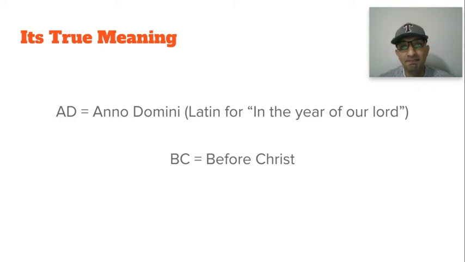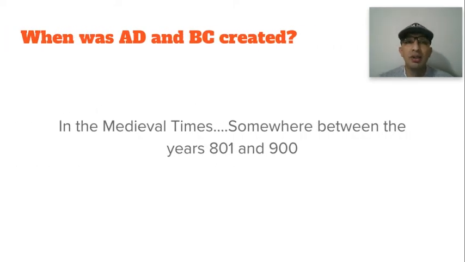Its true meaning, AD, is referring to Anno Domini, which is Latin for in the year of our Lord. And BC refers to before Christ. Now, when was AD and BC created? In the medieval times, somewhere between the years 801 and 900. So approximately 1220 years ago, somewhere around there.